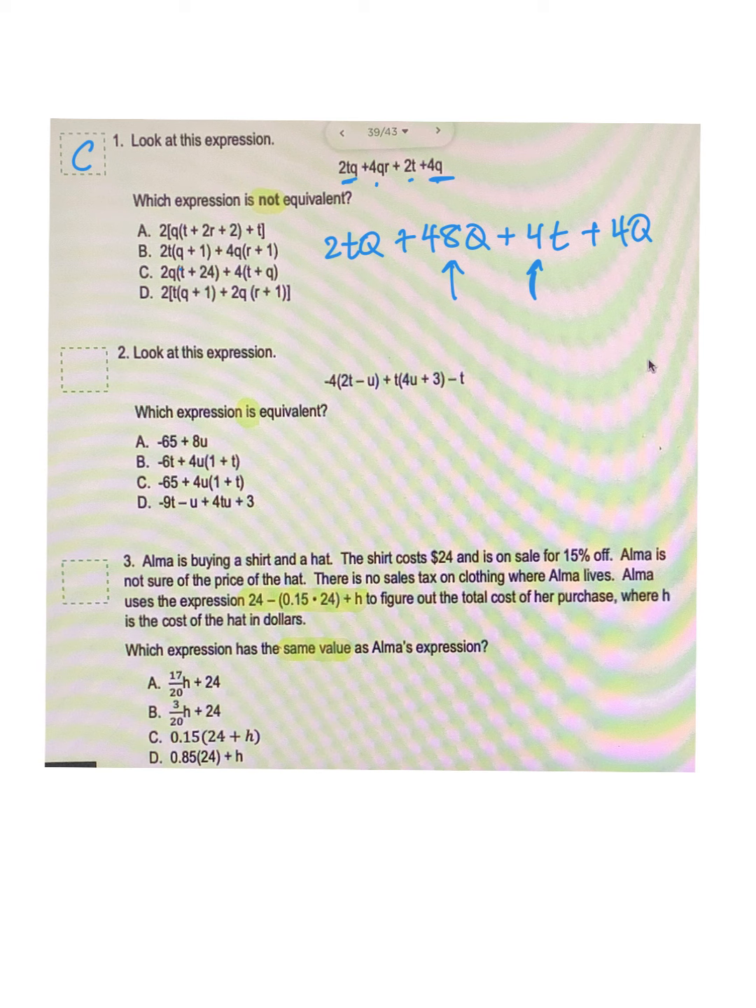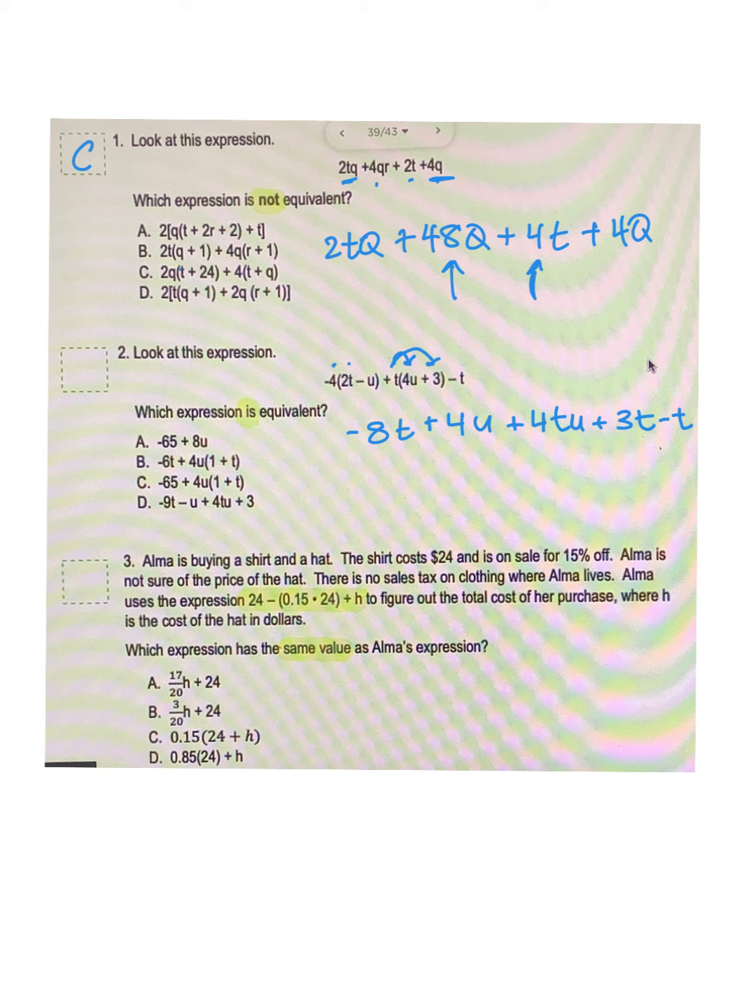In number 2, we have to distribute the negative 4 and the t, and then we're going to be combining like terms. So let's see what that looks like. Negative 4 times 2t is negative 8t. Negative 4 times negative u is positive 4u. Now let's do this next one. t times 4u is positive 4tu. And t times 3 is 3t. And then we still have the minus t by itself.